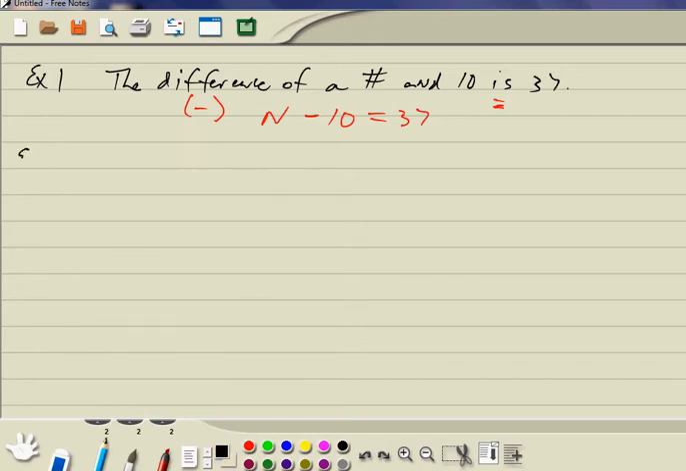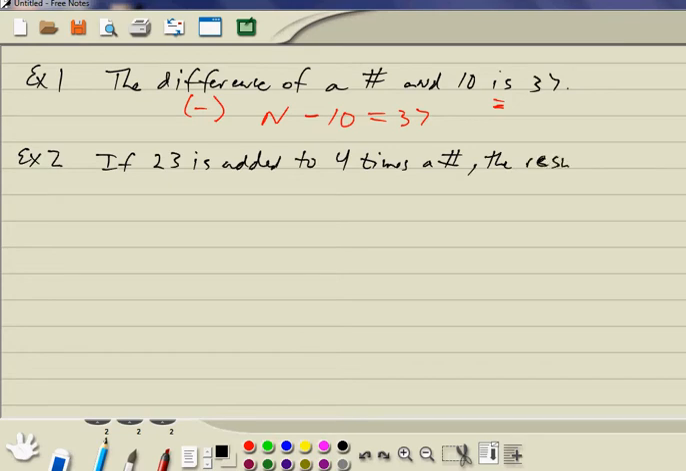Let's look at example number 2. It says if 23 is added to 4 times a number, the results is 143. All right, well, what do we know so far? Well, we know added is plus. That's a no-brainer. 4 times a number is 4n. And the results, well, results means equals 143. So we got half of it.